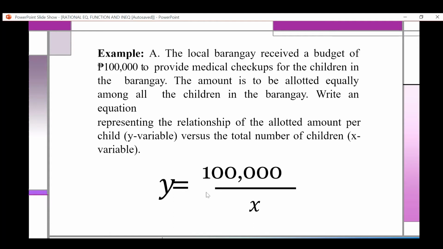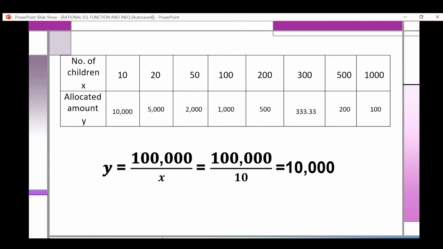So the representation for that problem is y equals 100,000 over x. Okay? So y is the amount to be allotted per child, and x is the number of children, and 100,000, class, is the total amount that is to be divided by the number of children. So let's make a table having the values of the amount allocated depending on the number of children.